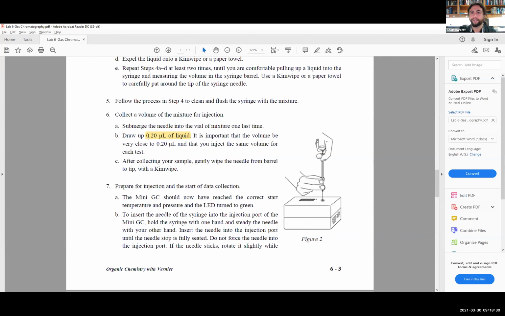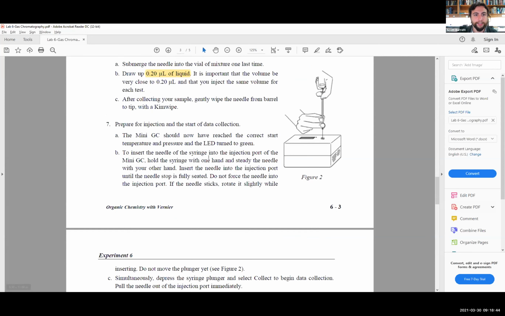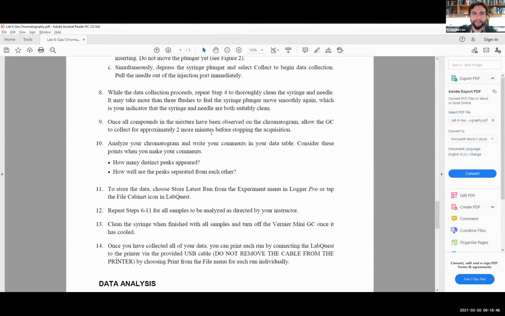There are only a few things in this lab. There's the machine, the gas chromatography, the Vernier Mini GC, there's the LabQuest that connects to it, and then there's the syringe. And then of course you have all of your compounds, but those should be in your hazards section. So going through here, this is not too critical because I'm about to walk through the video with y'all.